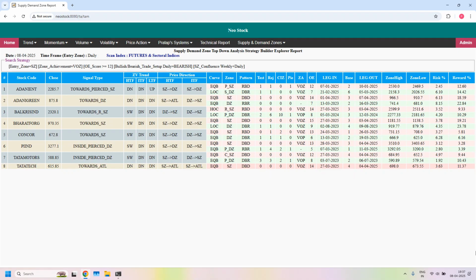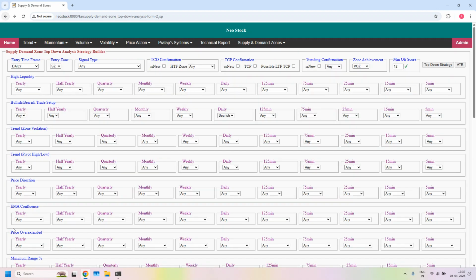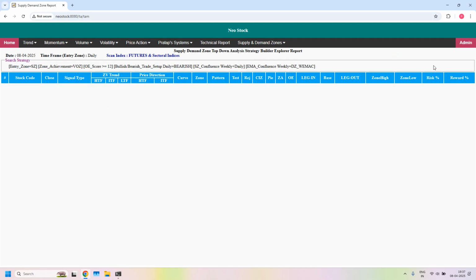Further, this list we can filter based on the EMA confluence. Because a weekly is having downtrend, a weekly demand zone having weekly EMA, because daily is overlapped with weekly. Weekly time frame, checking weekly demand zone having weekly EMA confluence. So none of the stocks are having weekly EMA confluence, weekly demand zone with weekly EMA.